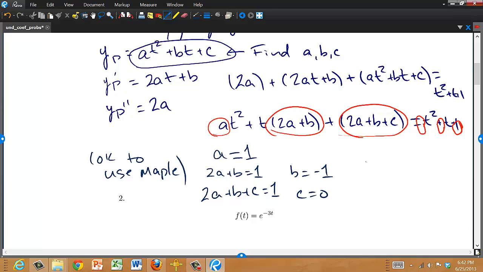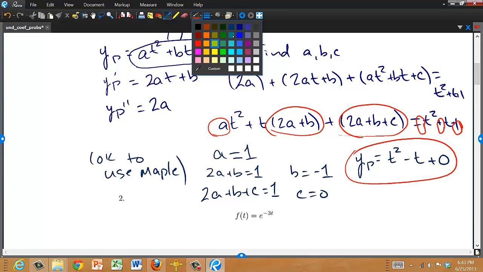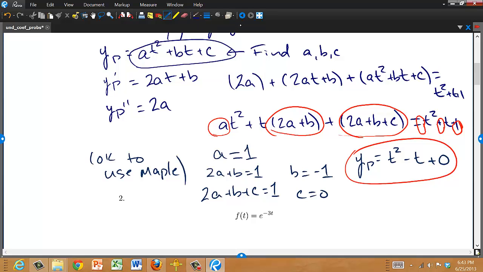Now we have a, b, and c that give us a solution to the differential equation. So we can say yp is t squared minus t plus 0. And that's it. There is one solution, our particular solution to the ordinary differential equation.